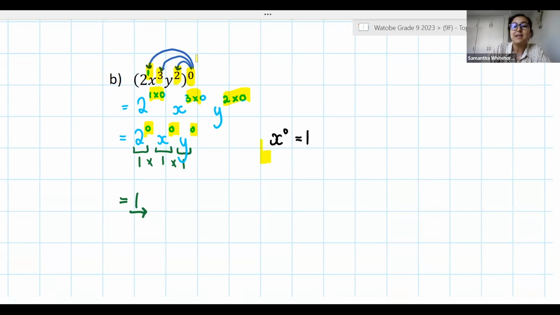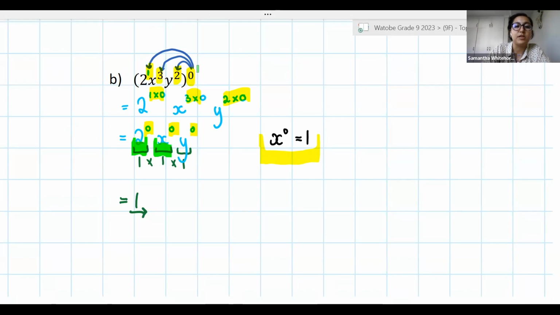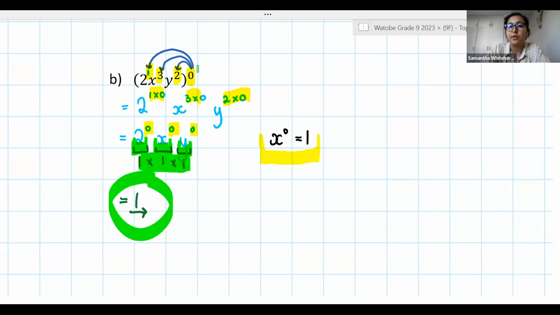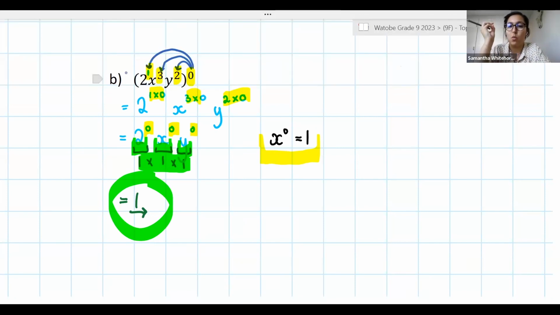And because anything to the power of 0 is 1, I know that the value of each of these bases to the power of 0 is actually just 1. And so when we multiply those 3 ones together, we end up with positive 1. Because everything was to the power of 0, it means that everything had a value of 1. And so my answer is just 1.